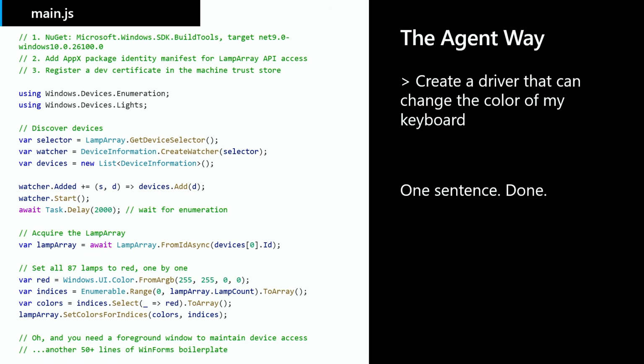Like here, this is just part of the code that you would need to write to just turn your keyboard red. But what if you could tell your agent that you want to turn on your Zen coding vibe and it handles all of it? Your wallpaper, accent color, dark mode, RGB lighting in one shot? That would be fun.